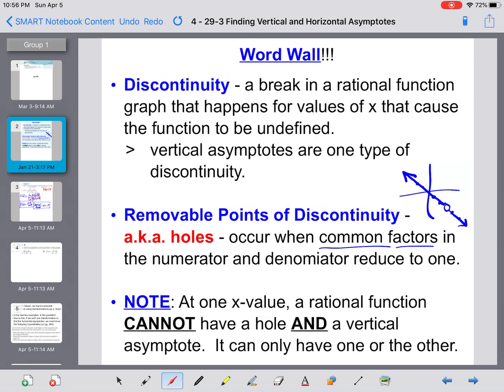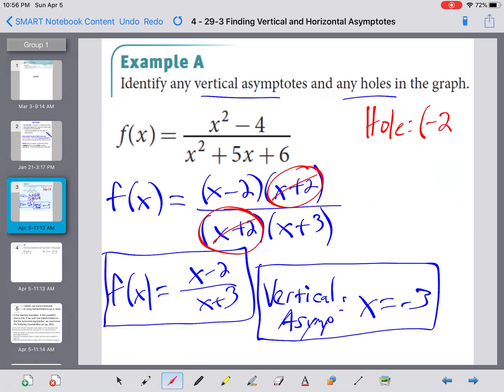And remember, the hole is just a point. Instead of a solid point, it's an open point. So now we have to find the y value. Well, you know how to do this. To find a y value, remember this is an x value. If you want to find the y value, you plug it in.